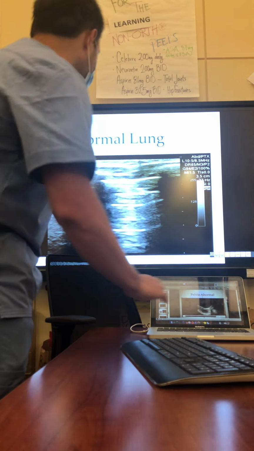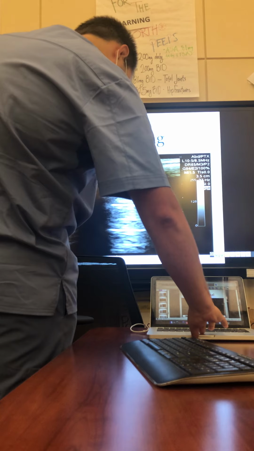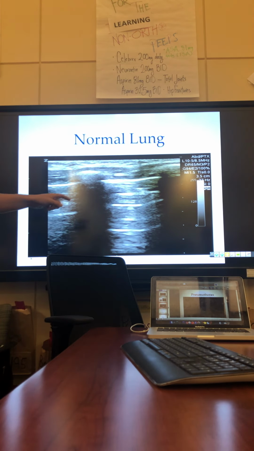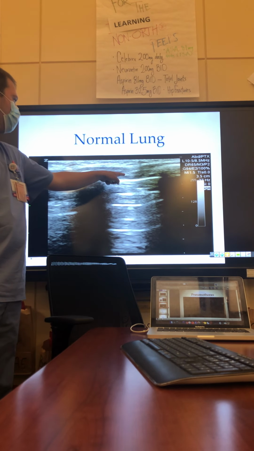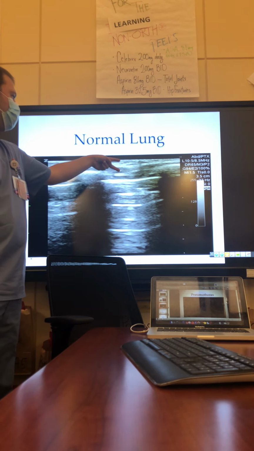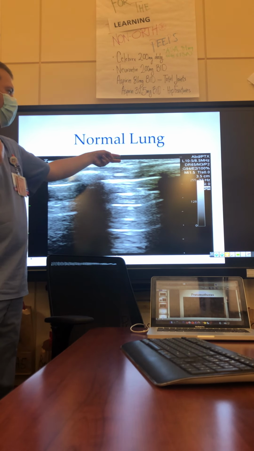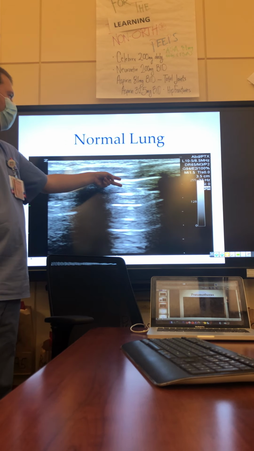Correct. That was the first bright white line. Right. And then the little dark stripe all the way above it. What do you mean? Up here? No, down. Right above right there. Yeah, that whole line. This is subcutaneous tissue. So you have skin, you have your intercostal muscles, fat, etc., and then you get to your pleural line.